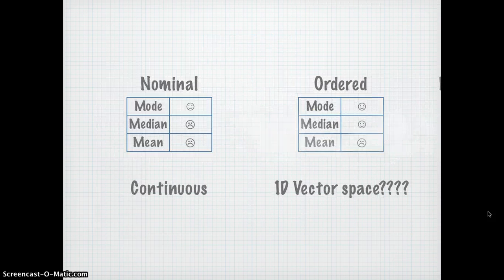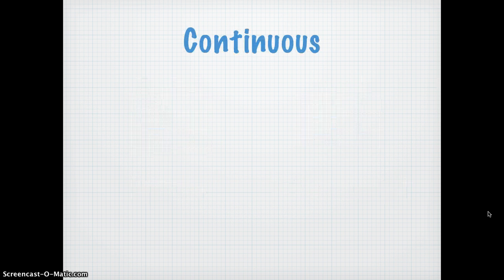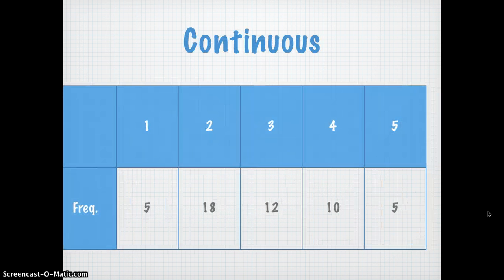So if I've got ordered data, I can have mode and median, but I can't have mean. So this brings us to the third area, which is continuous data. Now, continuous data must be ordered, and it must be nominal, of course, there must be some names, and there also must be some sort of sense of what's in between these two data points.